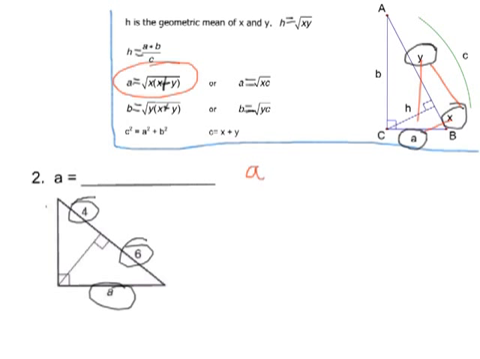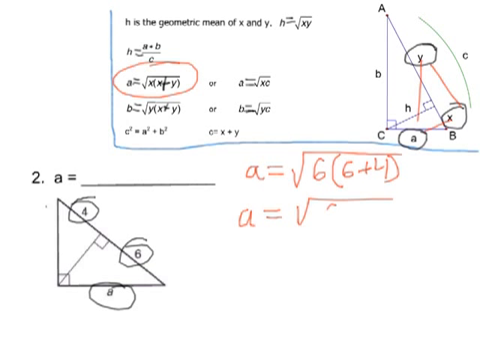A equals the square root, right? A is what I'm looking for, of x. Well, x is 6 times x plus y. Well, x plus y is 6 plus 4, right? So this just changes to A equals the square root of 6 times 10. So A equals the square root of 60. And then we should probably simplify that.